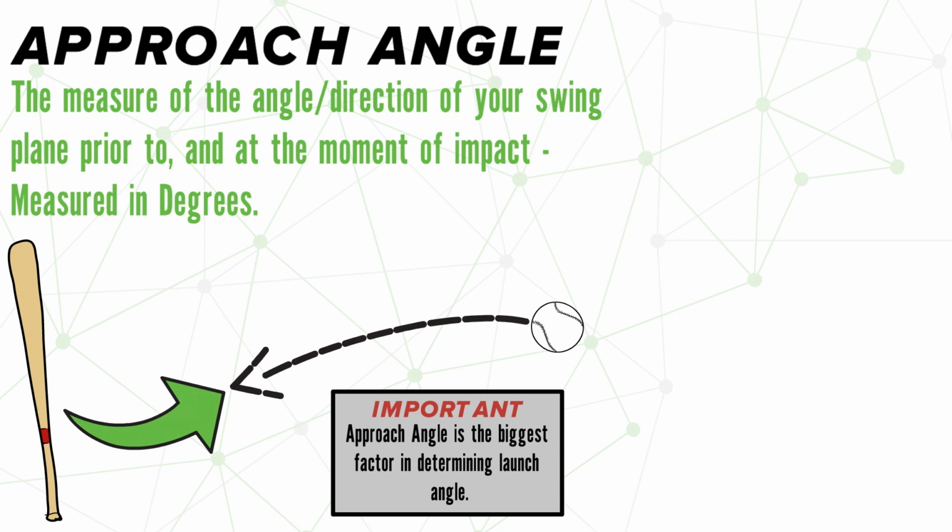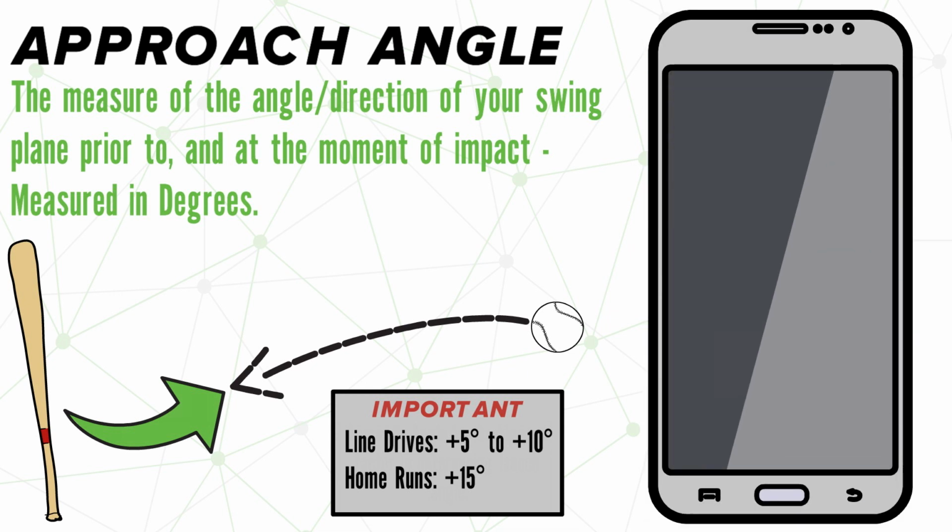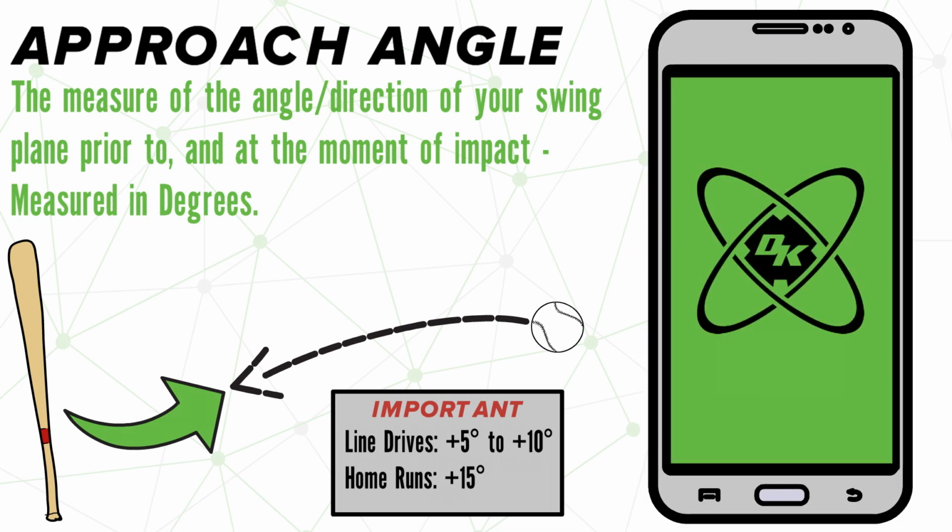To give you an idea of the general ranges for all age groups using this metric, typically, line drives are hit with approach angles from positive 5 degrees to positive 10 degrees, and home runs are hit with approach angles above 15 degrees. So where can this be found in the app?